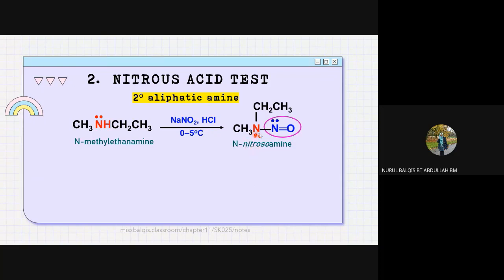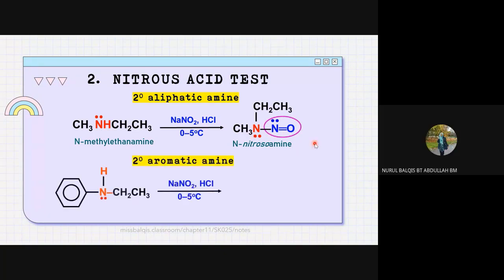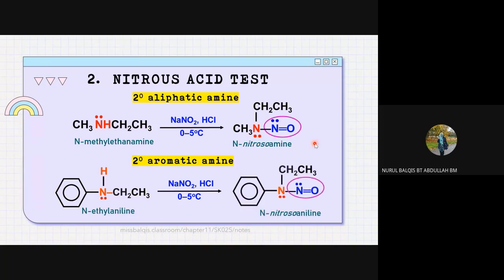Dia bukanlah nitrosoamine je, dia ada je lah nama dia ni. So N-nitrosomethyl-ethanamine lah kalau ikut nama penuh. Tapi awak tak perlu tahu pun nama dia. Knowing that secondary amine undergo a nitrous acid test will form nitroso compound. Nitroso ada NO macam ni. Next one untuk aromatic amine pun sama juga. Dia akan dapat nitroso compound juga tapi aniline. So untuk secondary aliphatic and aromatic sama sahaja dia punya produk dia.